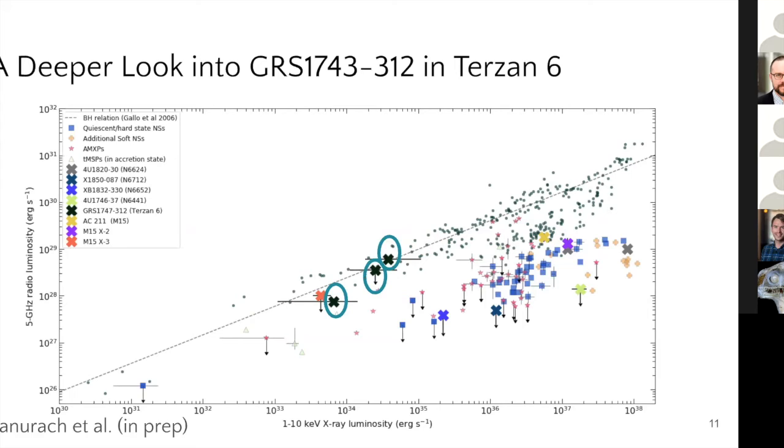And this is exciting because one of the ways we could differentiate between black holes and neutron stars is that black holes tend to be more radio loud. However, we do see that now neutron stars can indeed peak up into that black hole population. So radio loud things can be either black holes or neutron stars.